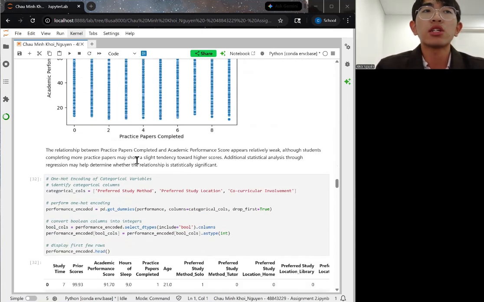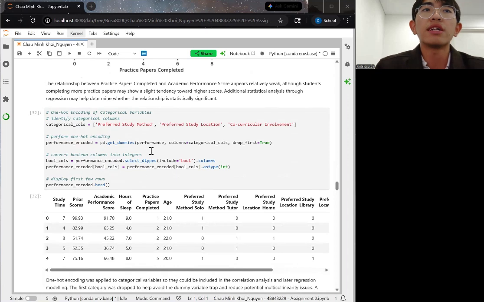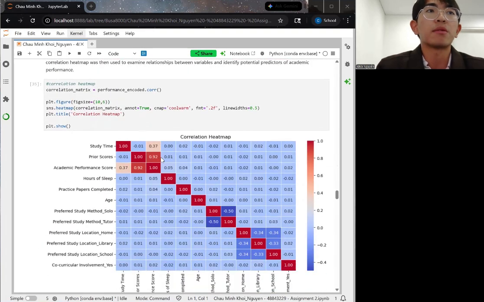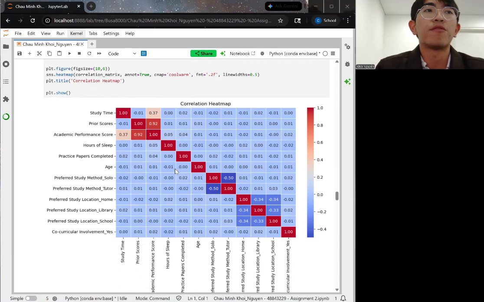To prepare for the regression, in section 3, I applied one-hot encoding to the categorical variables so they could be included in the model. I then create the correlation heat map to examine the relationships between the variables and check for multicollinearity. The heat map confirmed that the previous score had the strongest correlation with the academic performance score, so no severe multicollinearity issues were observed.